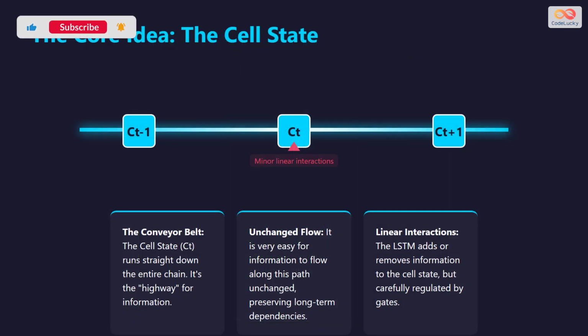Think of the cell state as a conveyor belt. It runs straight down the entire chain of the network. Information can flow along this highway with very little interaction, meaning it doesn't get distorted or lost easily. The network can read from it, write to it, or let it pass unchanged.